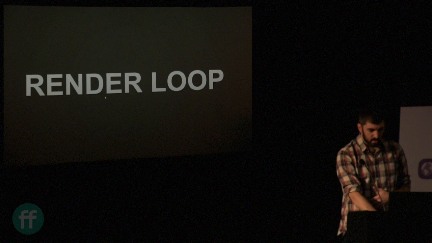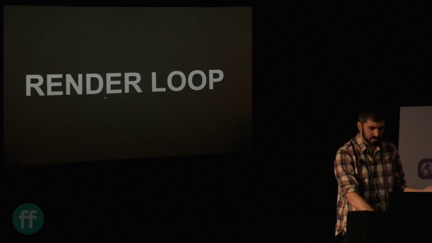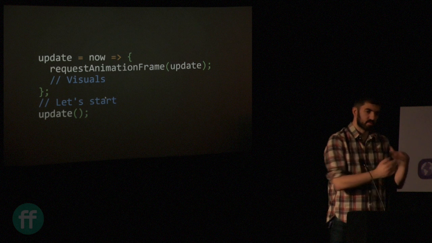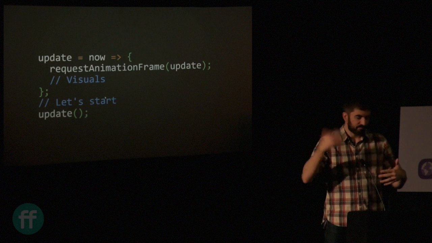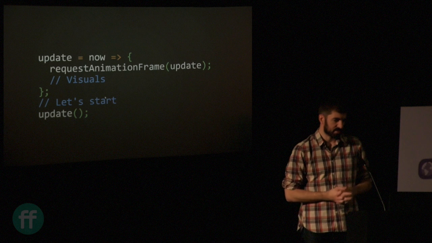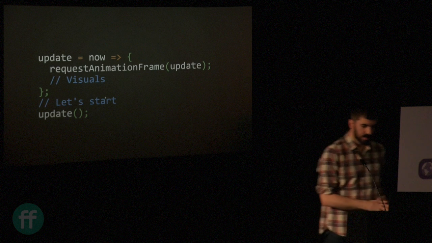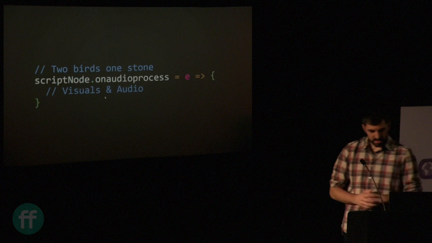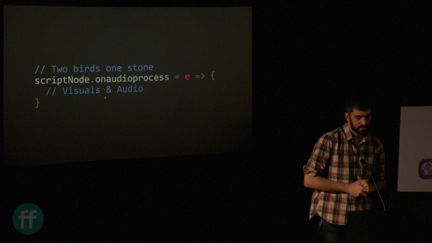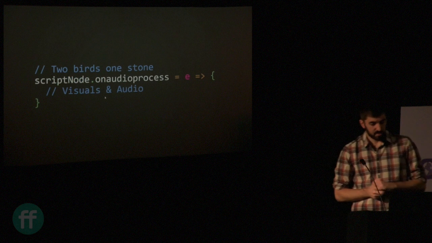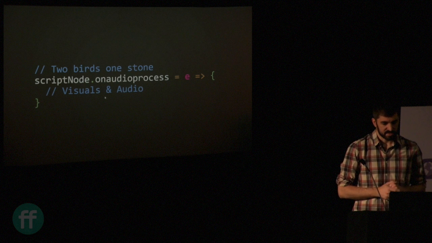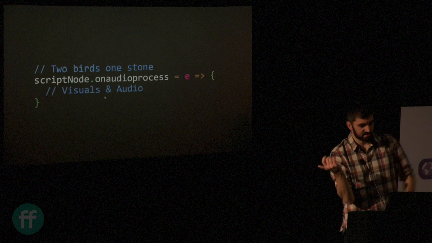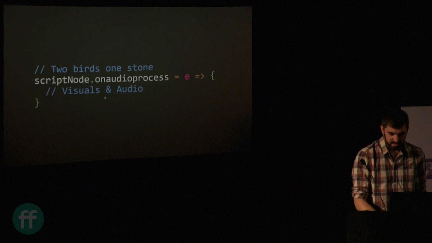You need also a render loop to render every frame of your animation. And the way to go is obviously requestAnimationFrame, which will wait for the next frame of your device to actually call your function and render the next thing. That's the right thing to do. But if you are a bit naughty and you already use the audio context, you can abuse the audio process event to hit two birds with one stone. You can render the sound, but you can also render the visuals in the audio process event, and it's fine.